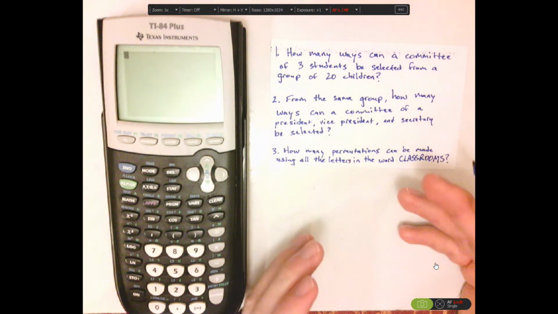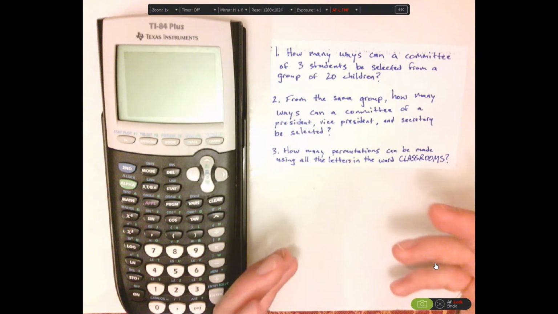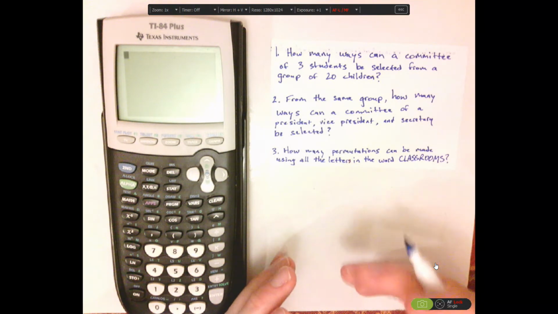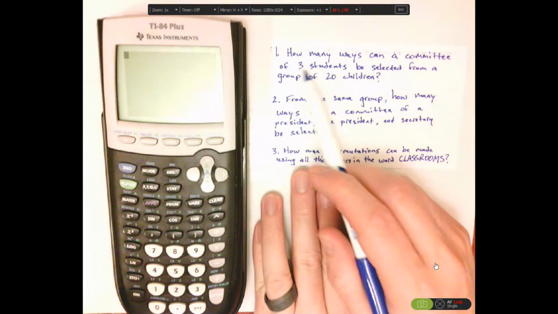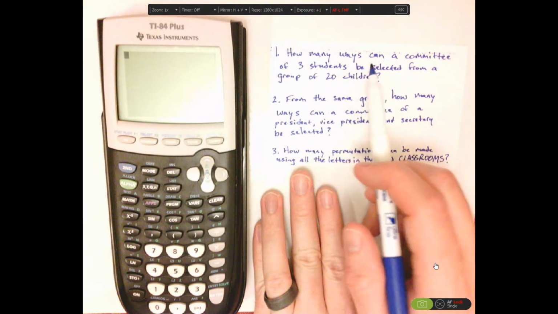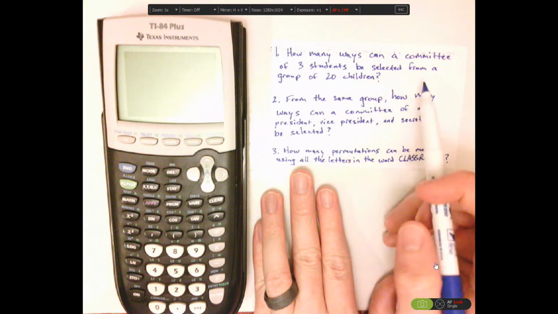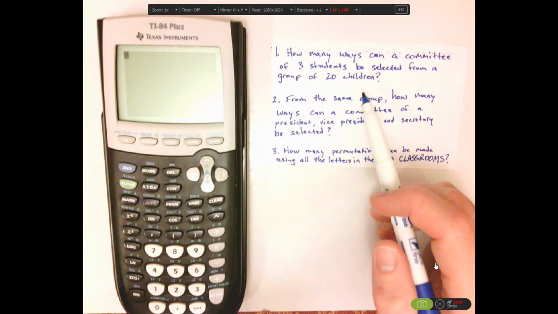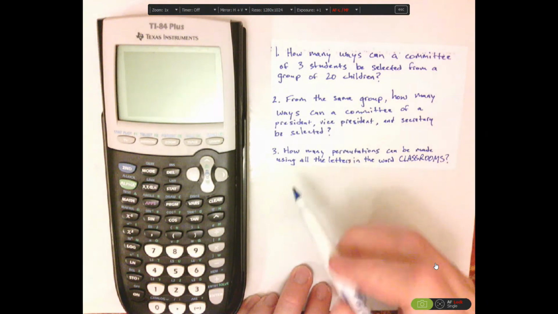The big thing with permutations and combinations is order. Does order matter? If order does not matter, you're going to use combinations. If order does matter, you're going to use permutations. So how many ways can a committee of 3 students be selected from a group of 20 children? Well, here order doesn't matter, so I'm going to use combinations.